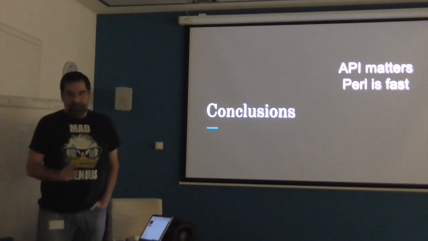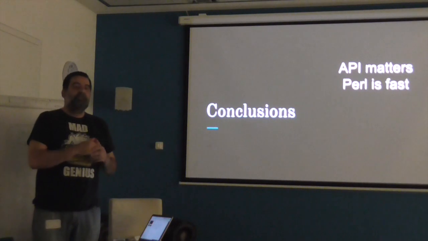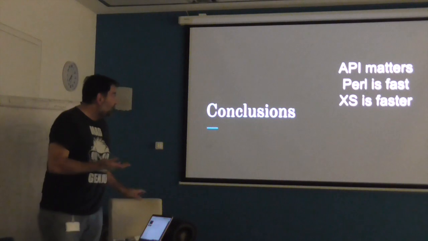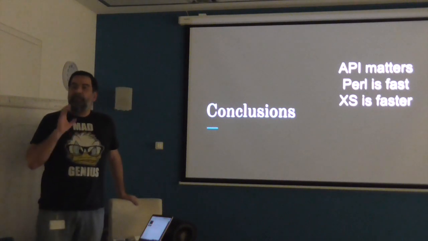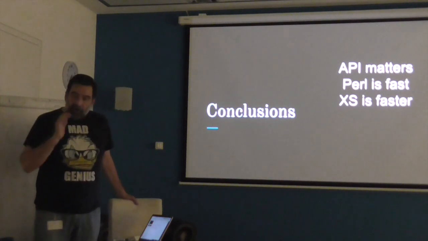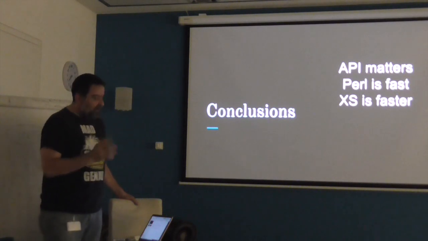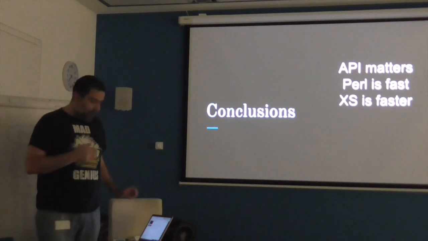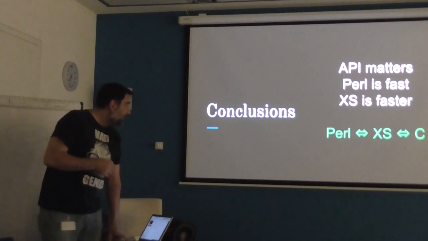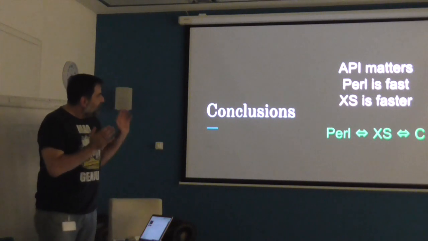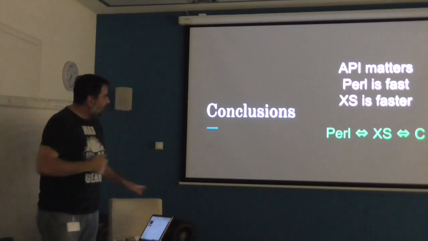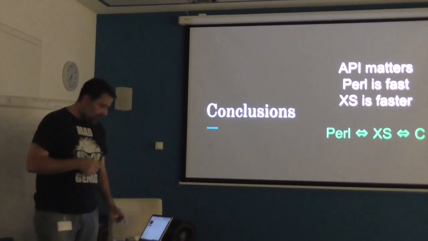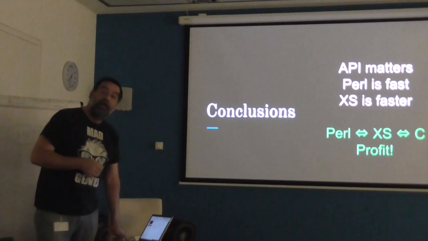Perl is definitely fast, so many times it doesn't make any sense to move away from Perl, but sometimes it does, because XS is faster. So if you implement something in XS and you do it properly, and you take care of not crossing the boundary between Perl and C too many times, you will reap the benefits. So bottom line, a good API and good barriers between Perl, XS, and C will lead you to good results. And you will profit.